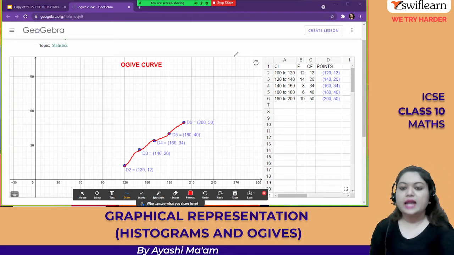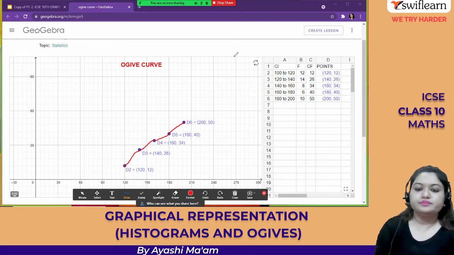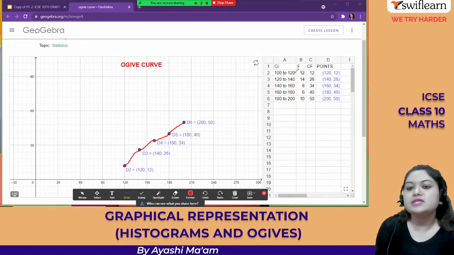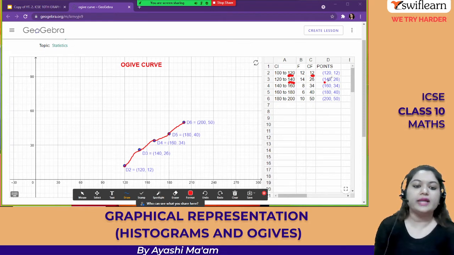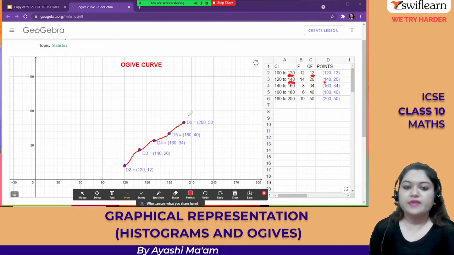See, the class intervals are given to you, 100 to 120, frequency given to you, CF will be 12 only. For 120 to 140, so 12 plus 14, 26, and look at the points. 120 is your upper class limit and the cumulative frequency is 12, so 120 comma 12. Again 120 to 140, here the upper class limit is 140 and the cumulative frequency is 26, right? That's how they have plotted it.